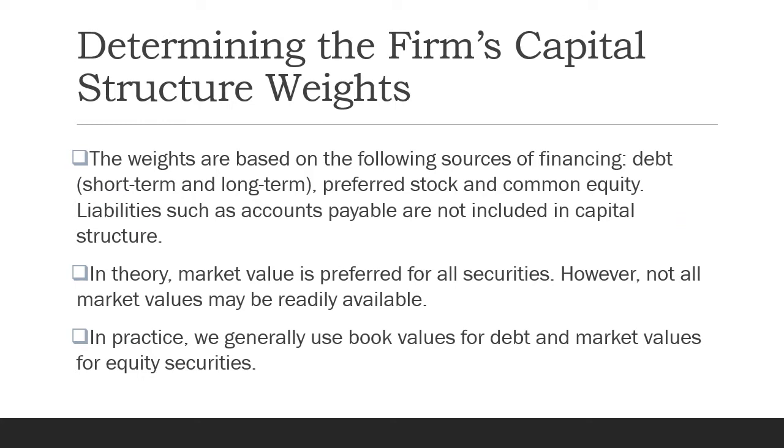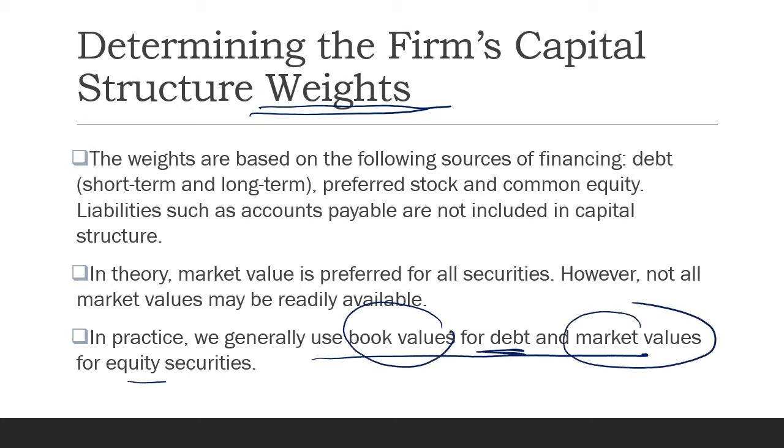Okay, this is further explanation or elaboration on how you determine the firm's capital structure weights this way. I think I already covered it a bit in the previous slides' explanation. The only thing is that you have to take into account that when there are two values of the debt, we always use book value for debt and market values for equity.